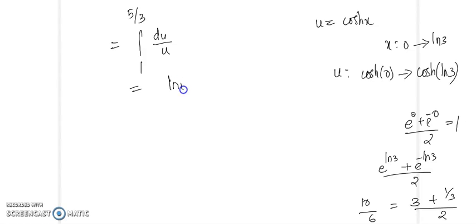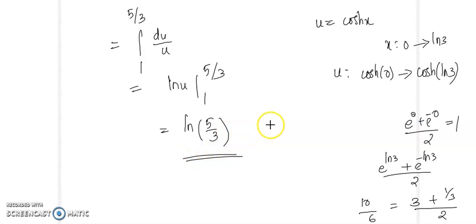So that will be ln u from 1 to 5 by 3. So that is ln of 5 by 3. That is the required value of the integral. So these are a few problems on finding the derivative and the integral. And in the next session we will look at the inverse hyperbolic functions. When we did trigonometric functions, we saw inverse trigonometric functions; similarly you have inverse hyperbolic functions. So we will define their derivatives and their integrals.